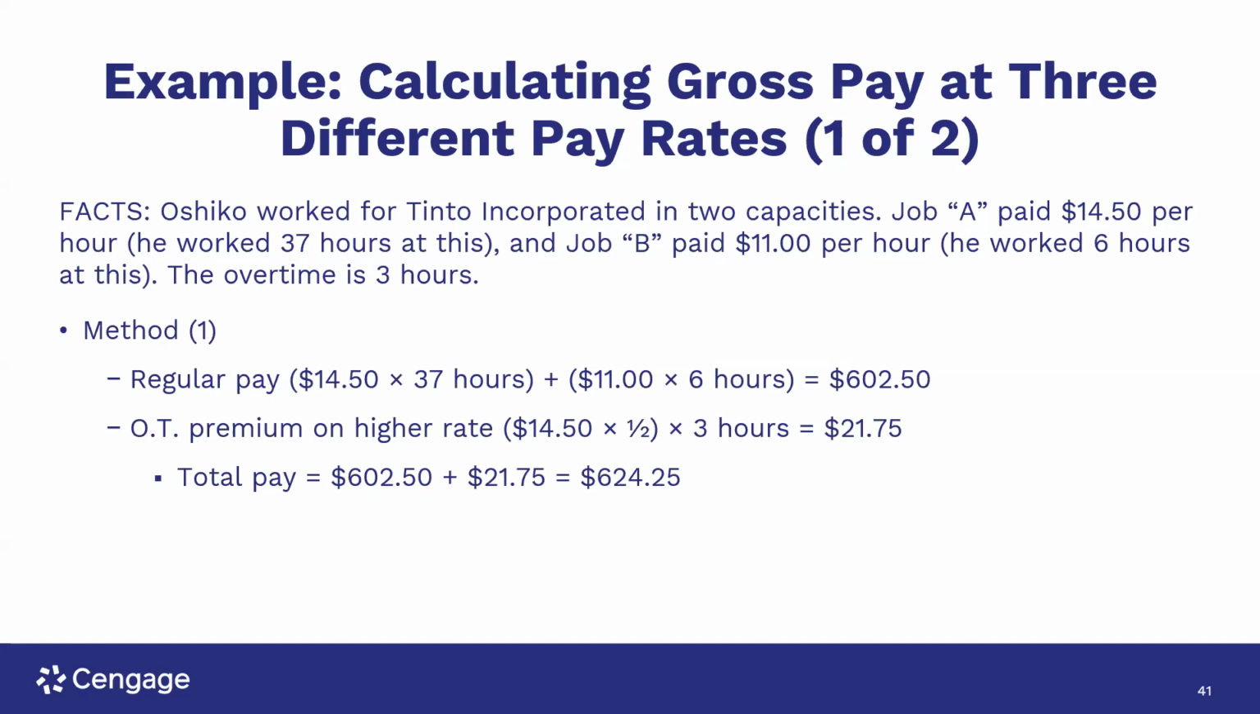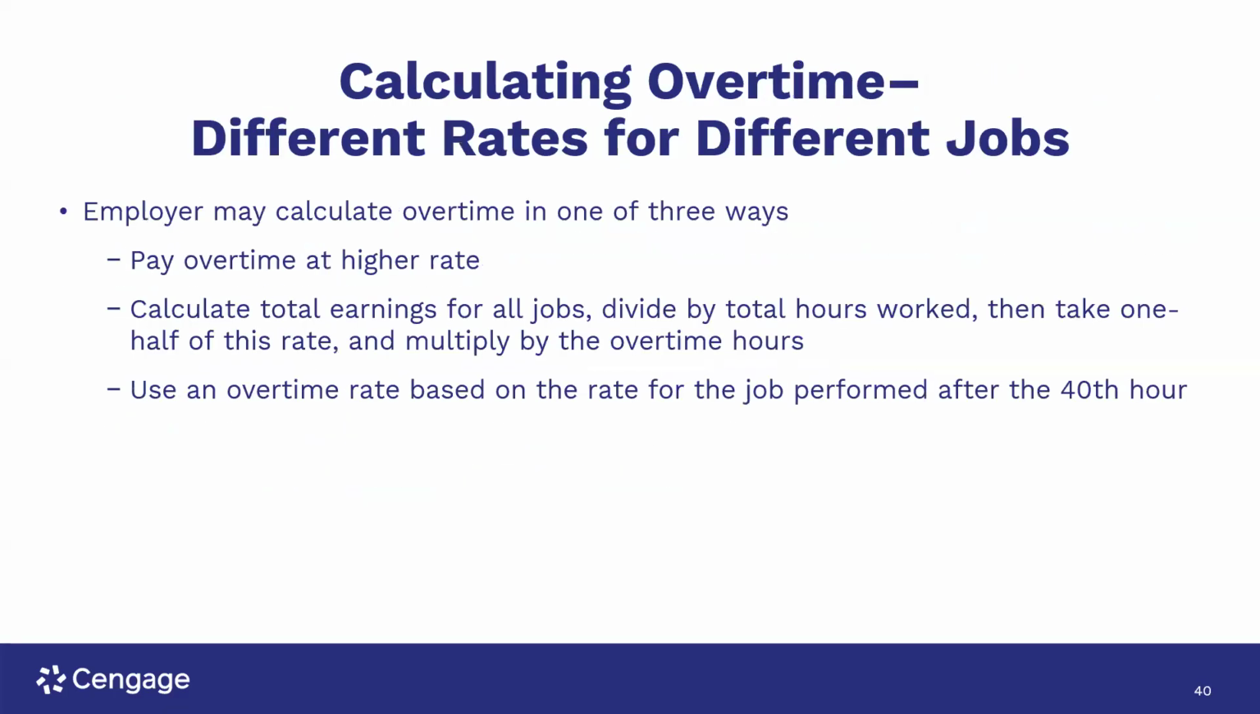And so calculating the regular pay is 14.50 times 37 hours plus 11 times 6 hours, which is 602.50. The overtime premium is calculated based on the higher rate.